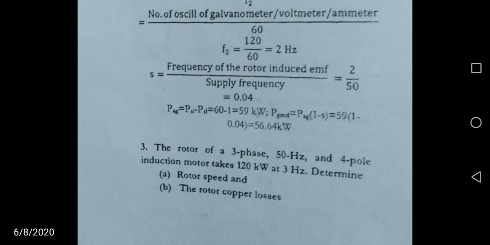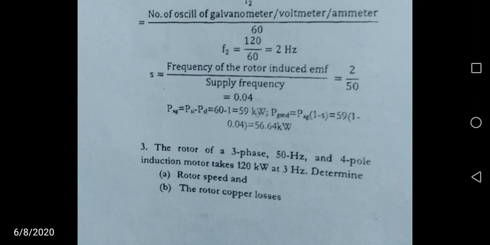When slip is 0.06, then the rotor speed NR equals NS into 1 minus S. NS is 1500 RPM and S is 0.06. 1 minus 0.06 is equal to 0.94 into 1500 RPM. So it is 1410 RPM. Option A is the rotor speed, 1410 RPM.